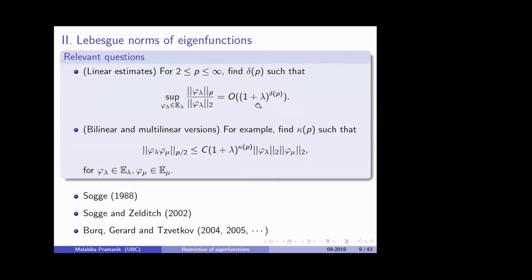In other words, can one find an exponent delta_p such that for any eigenspace E_lambda, the L^p norm of an eigenfunction phi_lambda in E_lambda is no bigger than a constant multiple of lambda to the power of delta_p, provided phi_lambda is L2 normalized. I'm going to refer to a relation of this form as a linear estimate.